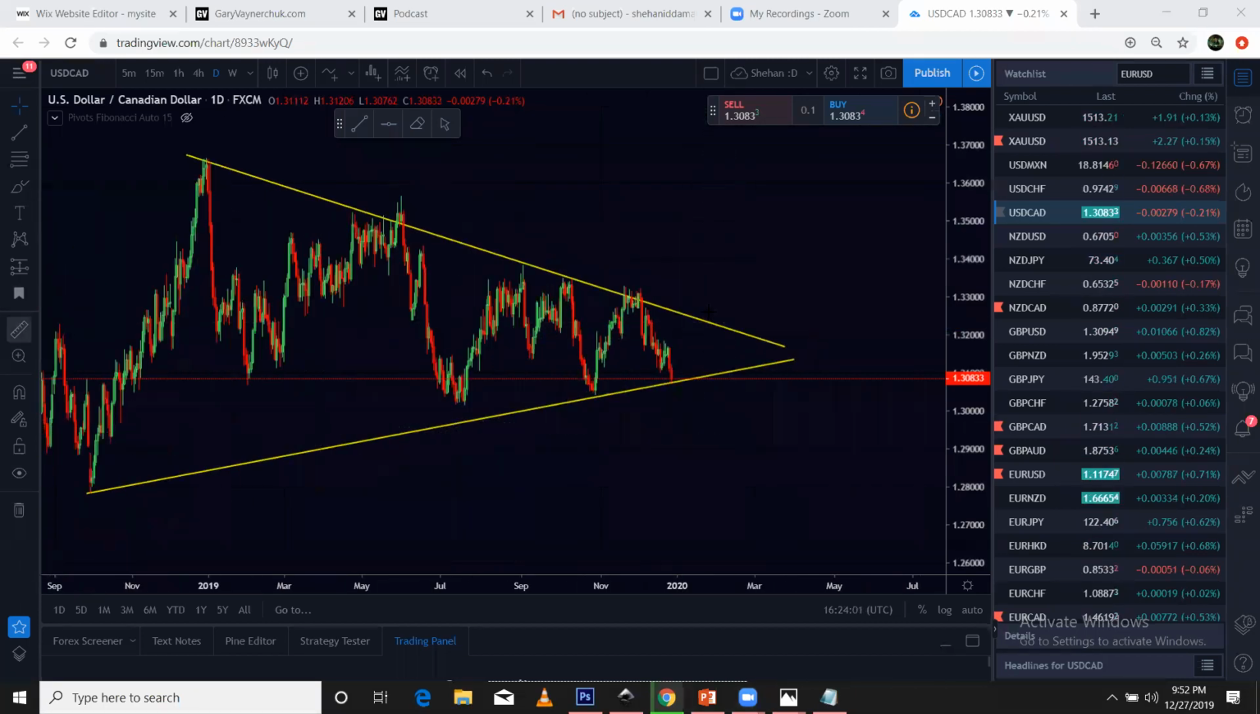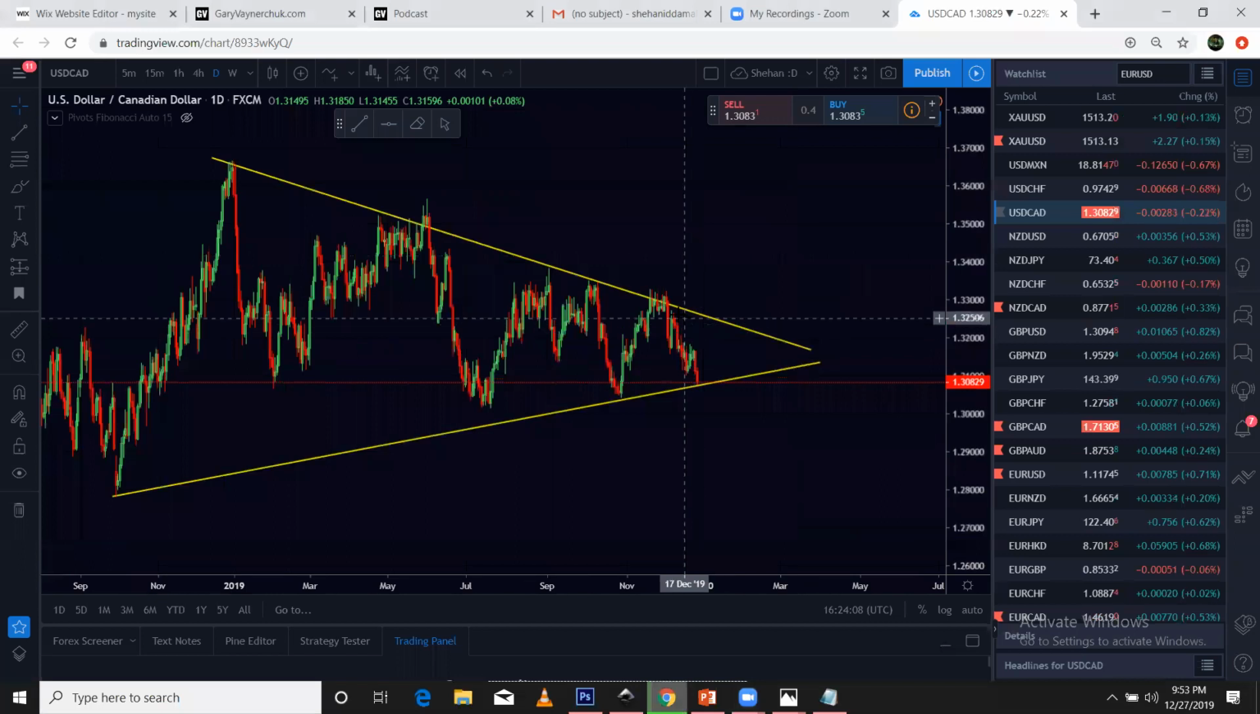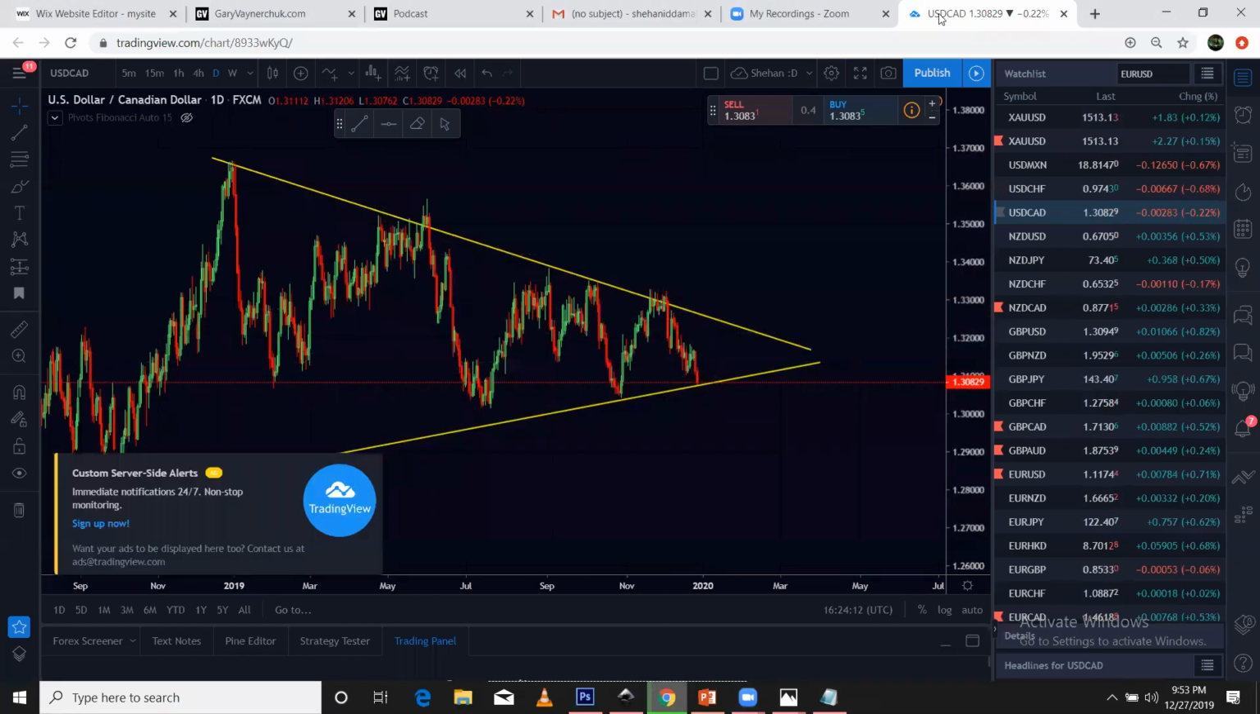I actually call this a wholesale, from here to here around 170 pips. So this trade is actually done, but I just want to show you how I did it. And I had to wait for a long time again to enter because this is a downward trend and I need to wait.